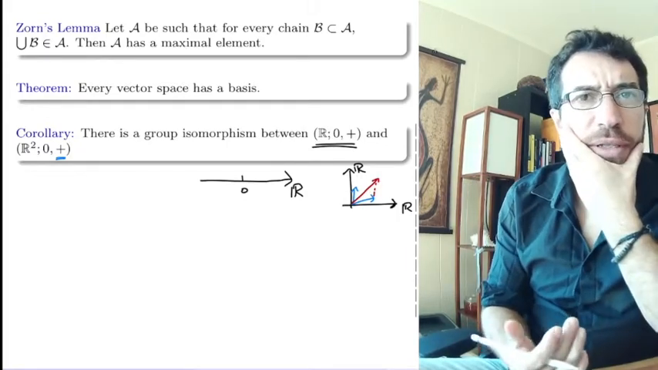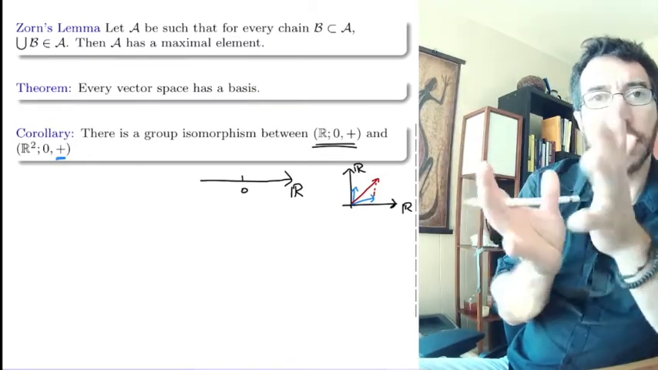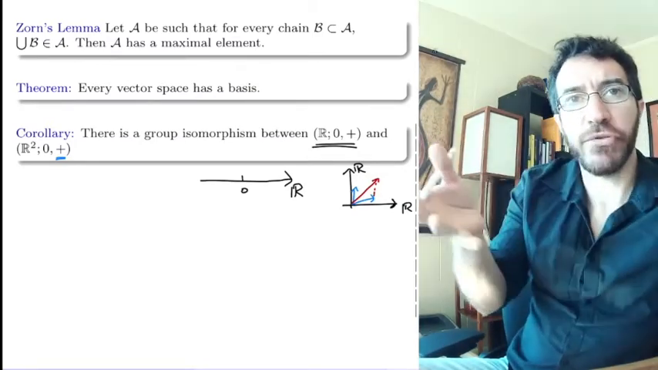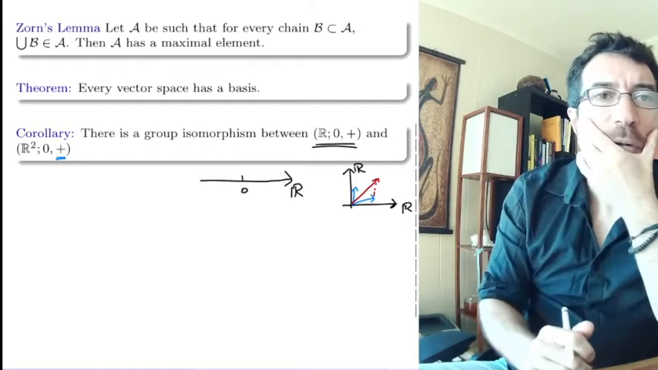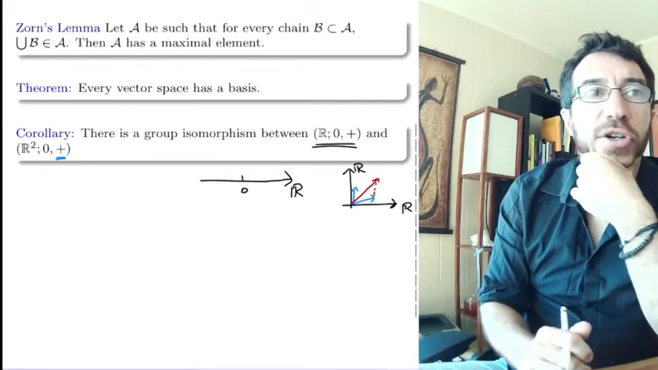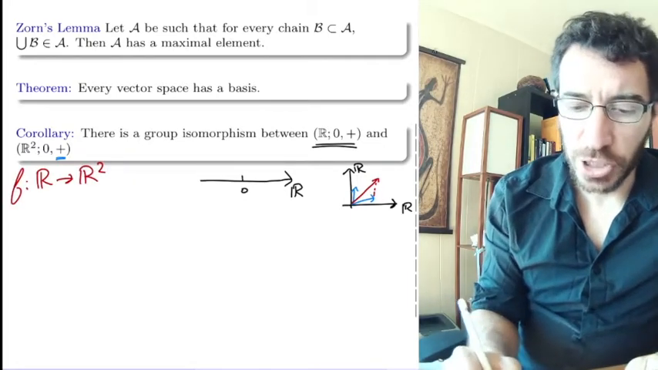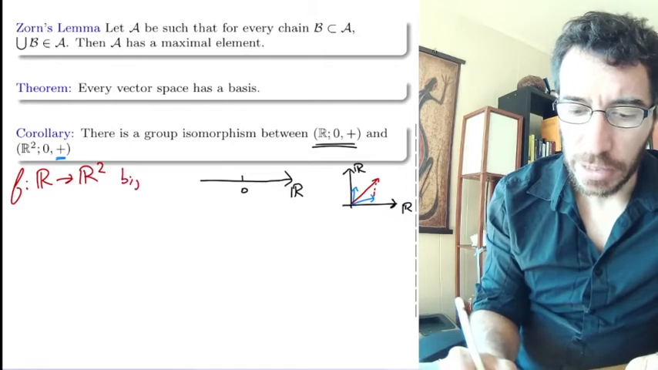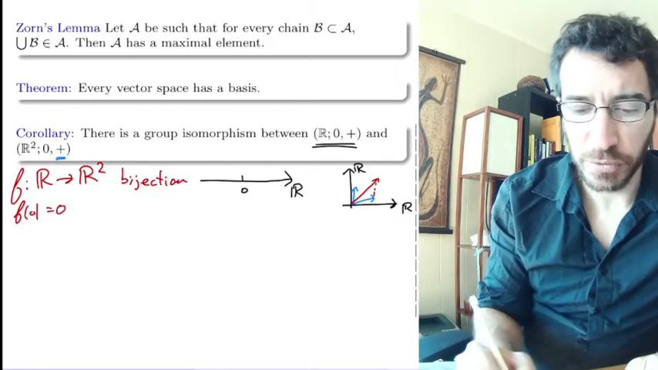Yeah, so R squared is also a group if you add vectors. As groups, they look very different, right? One is just the reals, it's flat, one-dimensional. The other one is a two-dimensional group of vectors. It's a group, right? You have the inverse vectors and so on. And the corollary of the theorem is that they are isomorphic. So the corollary claims that there is a bijection between R and R squared, which maps 0 to 0.